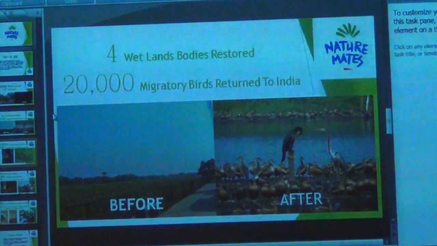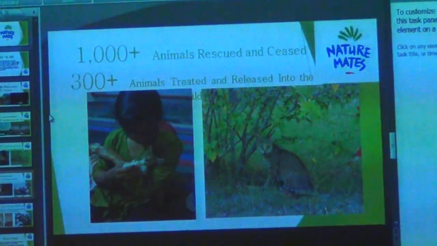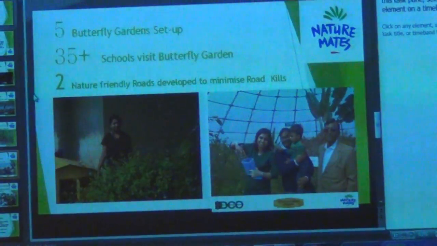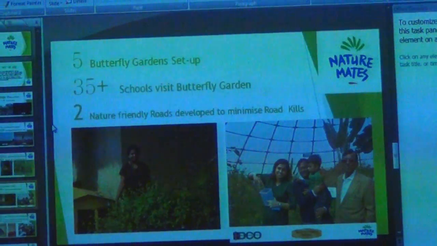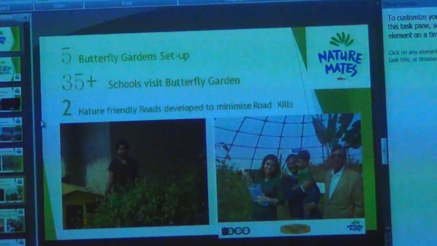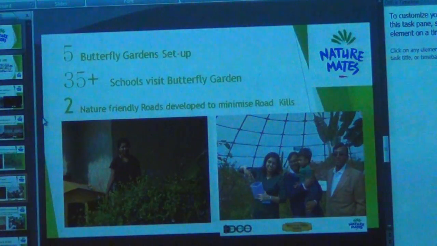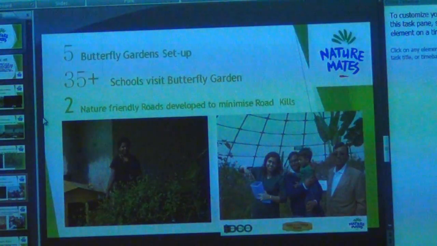And our main aim is to set up butterfly gardens, and we have set up around 5 butterfly gardens in and around Calcutta. We have one main place, you can see the picture here, in the eco park, and people can come over there. We actively involve school students to come there, so it's like a semi-artificial area. We set up the gardens outside, we collect the eggs and larvae from there, and inside the lab we rear them up and then release the adult butterflies outside. This is our major work.